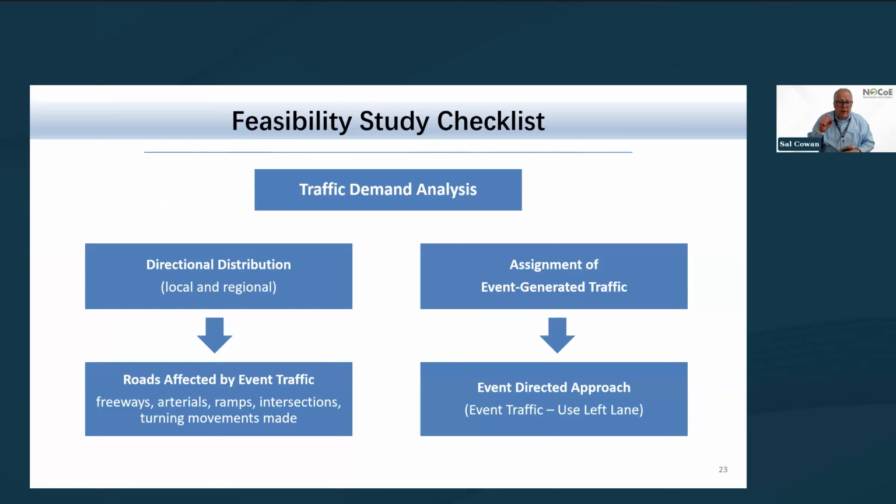So creating the assignment of event-generated traffic refers to the process of determining which roads and routes the attendees are likely to use. For the event-directed approach, that's simple. You can help that along with signage. Anybody that's involved in TSMO, if you've ever led an agency, a partner, an event, a board, stuff like event traffic, use the left lane, you're mapping out your anticipated traffic flow. You're helping with the assignment of that traffic.